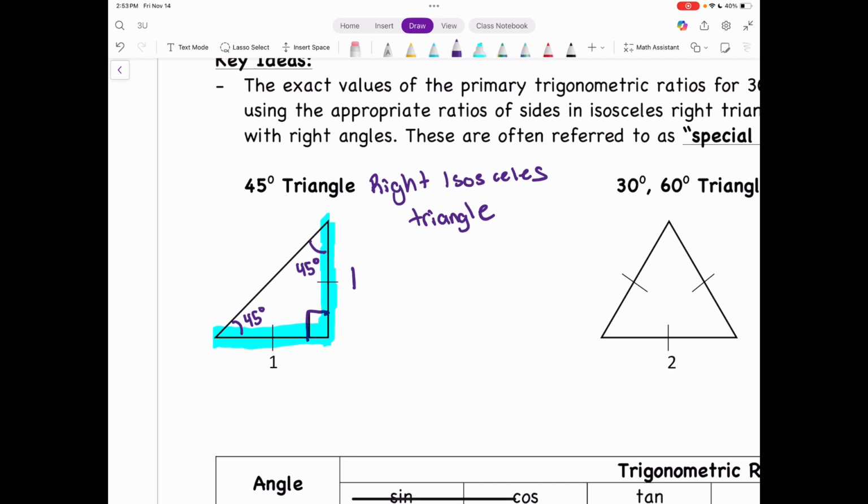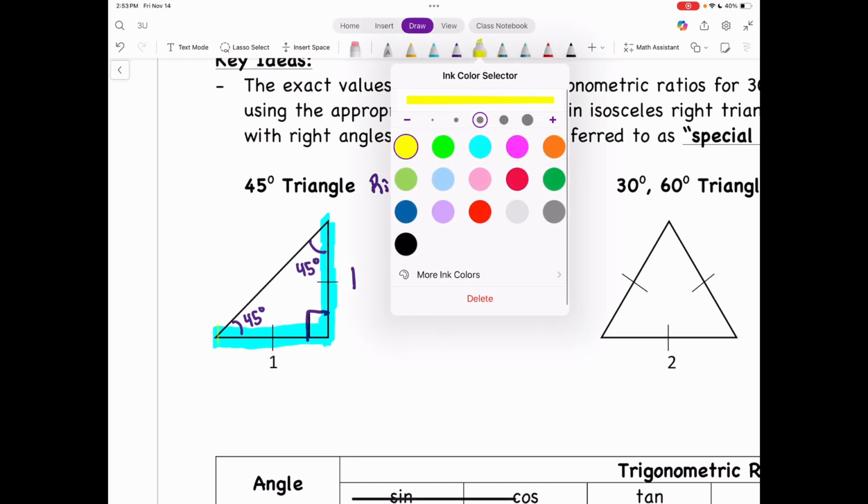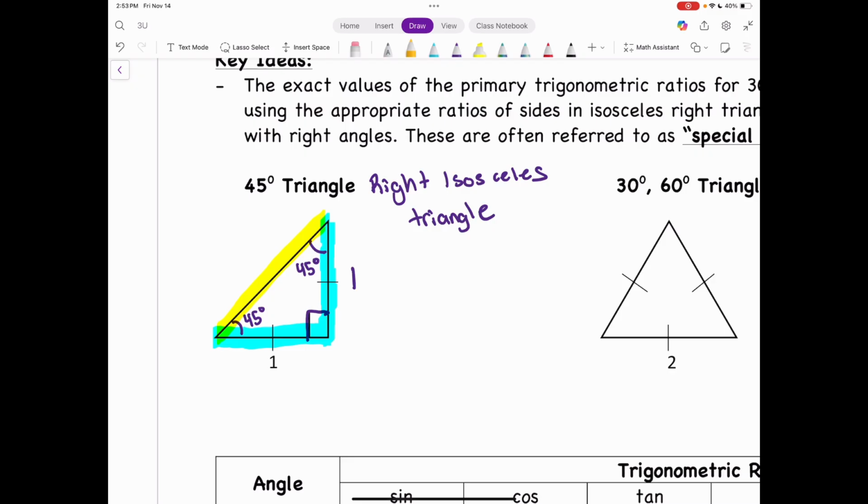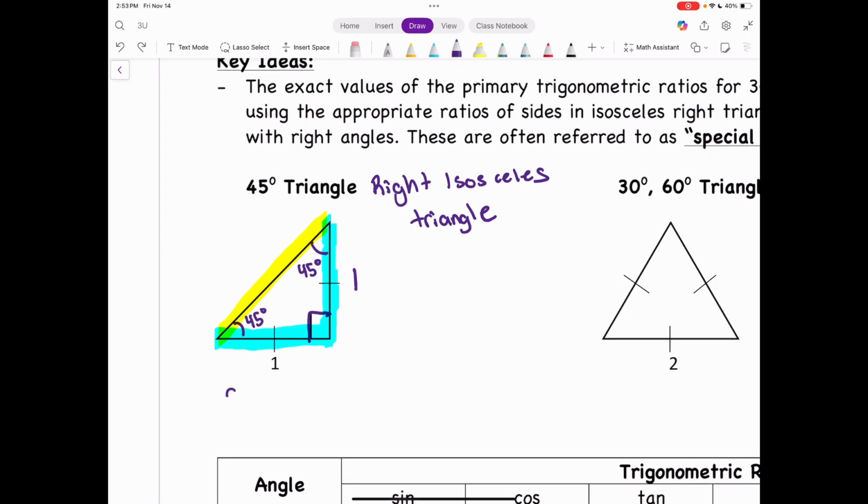To figure out what our hypotenuse would equal, okay, so this is our hypotenuse, we just have to use Pythagorean theorem. Pythagorean theorem is a squared plus b squared equals c squared. In this case, our two legs are 1 squared and 1 squared. So 1 squared plus 1 squared, we end up with 2. And to get c by itself, we have to take the square root of 2. So our hypotenuse is actually equal to the square root of 2. And this is our first special triangle. You will have to memorize the angles and the side lengths.